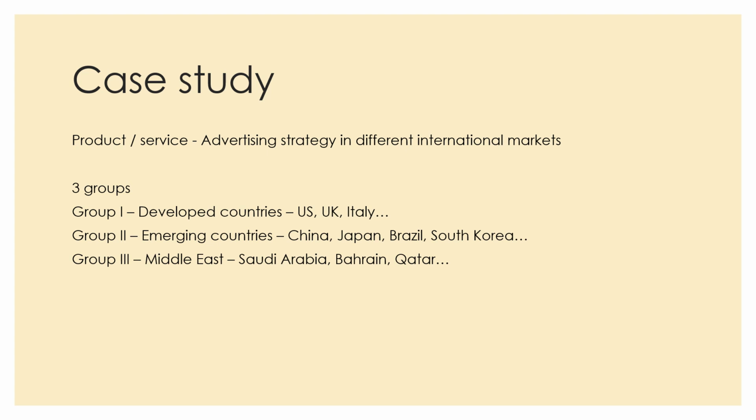Group 1, where we have developed countries: US, UK, Italy, and others. Group 2, emerging countries like China, Japan, Brazil, South Korea. Group 3, Middle East: Saudi Arabia, Bahrain, Qatar, etc.